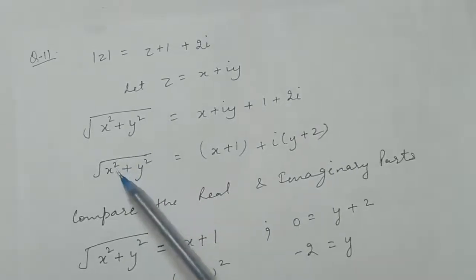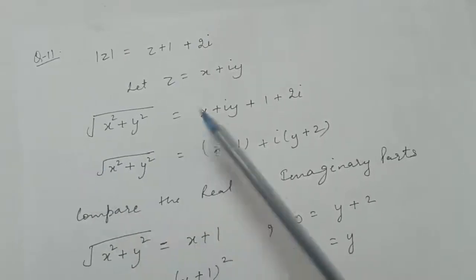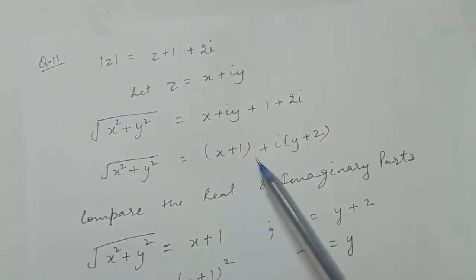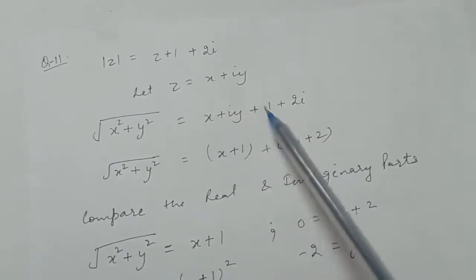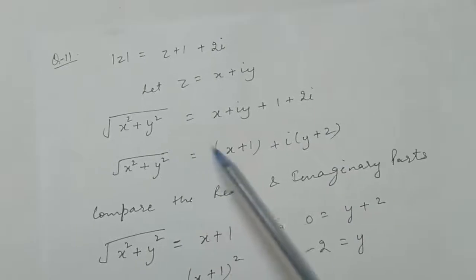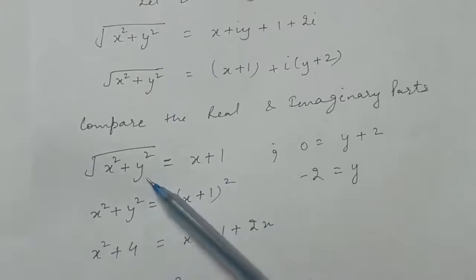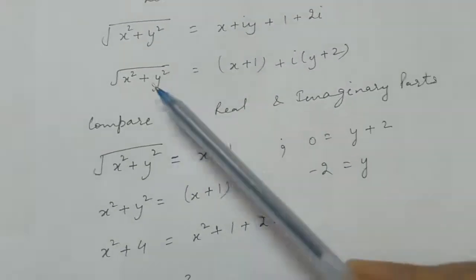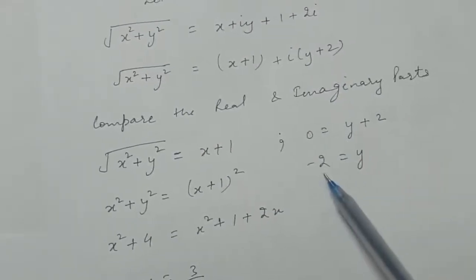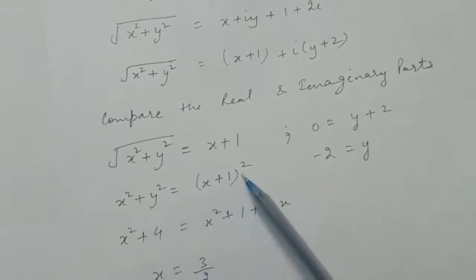Now see, on the left hand side this is the real part and the imaginary part here is 0. Similarly on the right hand side, write this as real part plus iota into imaginary part. So this is x plus 1 plus, taking iota common, y plus 2. Now these are two complex numbers, compare their real and imaginary parts. So the real part from here is root of x square plus y square, and from here it is x plus 1. Here the imaginary part is 0 and here it is y plus 2. So you will get the value of y as minus 2. And from here square both the sides. So x square plus y square is equal to x plus 1 whole square.